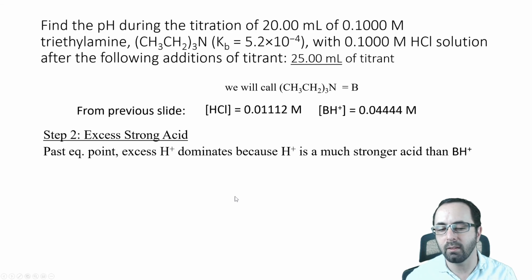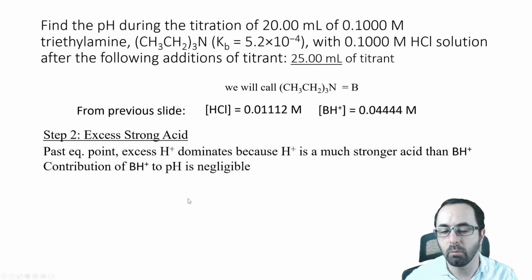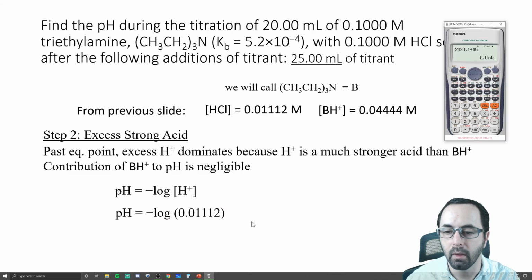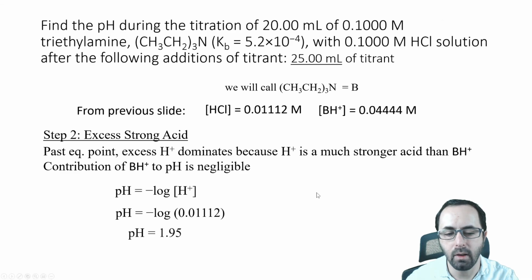So past the equivalence point in this case, the excess strong acid dominates. H plus is the strongest acid there is in water, much stronger than BH plus. So the contribution due to BH plus will be negligible. This happens when we pass the equivalence point. And so if we want the pH, we take the negative log of the H plus concentration. The contribution of BH plus to pH is negligible, so the pH will be the negative log of the hydronium concentration. So that will be the negative log of 0.01112. And we do that, and that gives us a pH of 1.95.